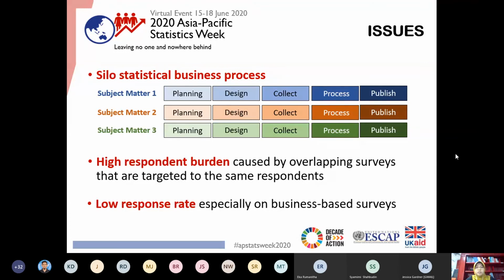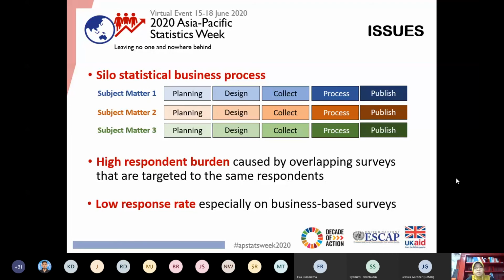This practice causes overlapping questions between surveys as well as overlapping schedules of field data collection, which may increase the workload of enumerators significantly. And the second problem is high respondent burden caused by overlapping surveys that are targeted at the same respondents, and some surveys also ask relatively similar questions.